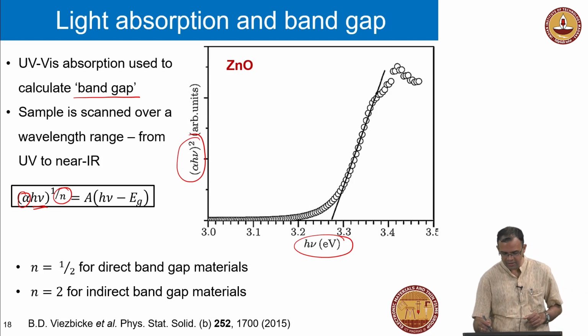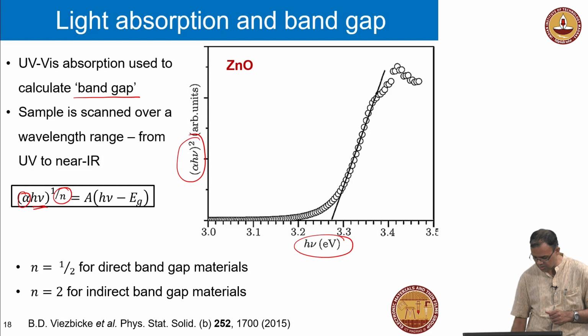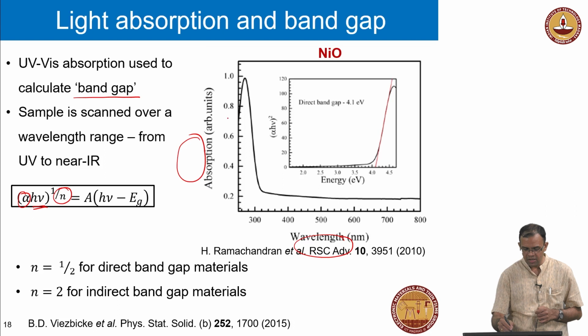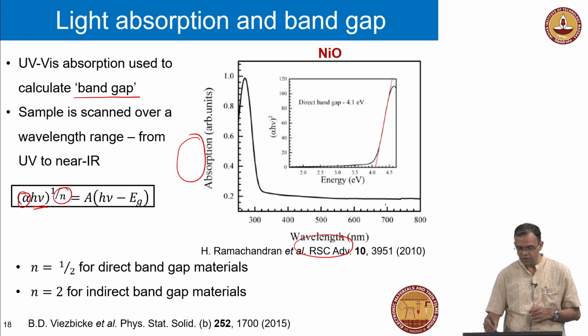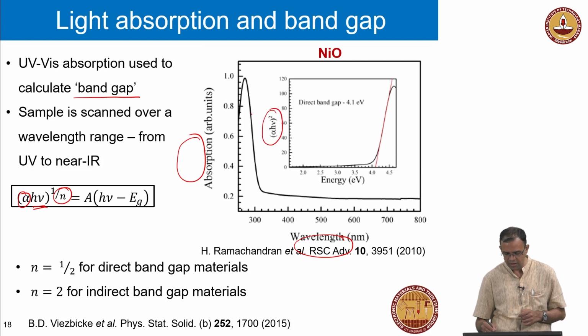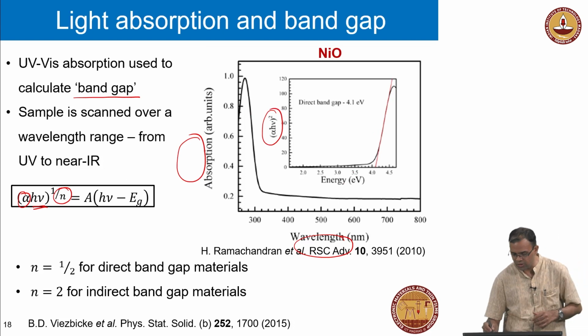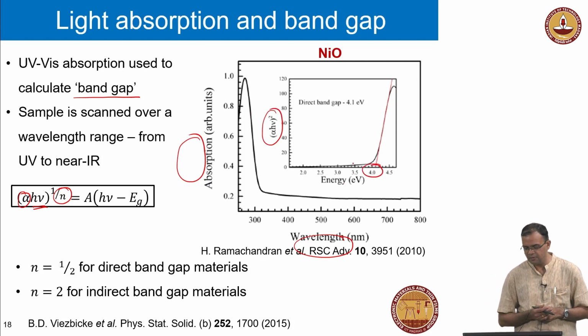So this is a particular example for zinc oxide. We also have another example for, say, nickel oxide, where this is a plot of the absorption. From the absorption you get alpha, and then you make a plot of (alpha h nu) squared versus energy, and then you can get the slope, and from the slope the intercept, and the intercept gives you the band gap. So most people commonly use UV visible absorption along with this plot, this top plot, in order to measure the band gap of a material.